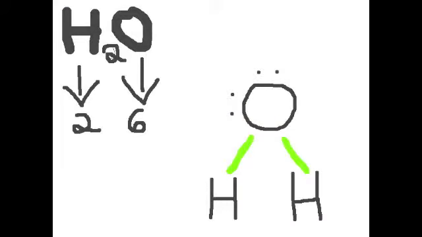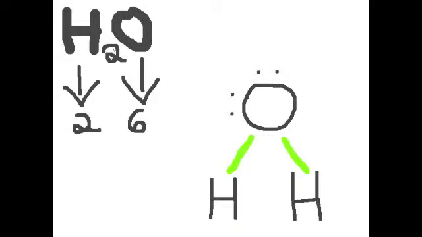Now we get to actually making the bonds. For H2O, hydrogen has 1 valence electron, but because there are 2 atoms of hydrogen, you get 2 valence electrons plus the 6 from oxygen for a total of 8 valence electrons to be shared between the 3 atoms.